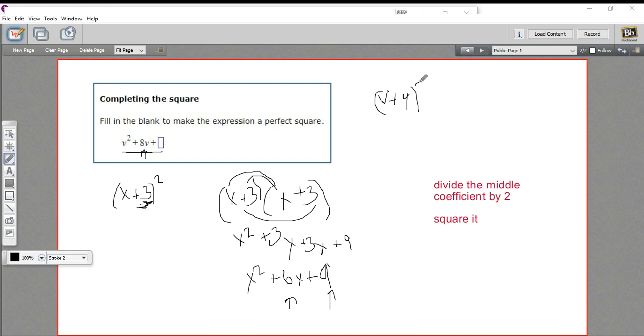We'll verify that in a second. But we square it to complete the square here. So 4 squared is 16. So v squared plus 8v plus 16 should be this squared.